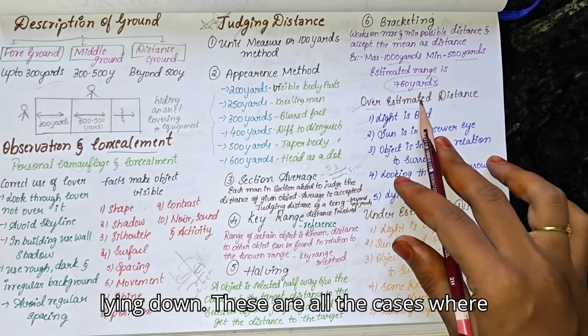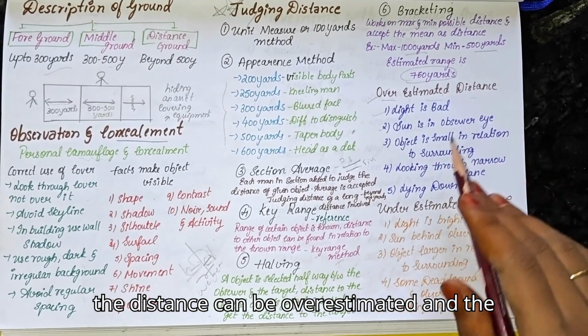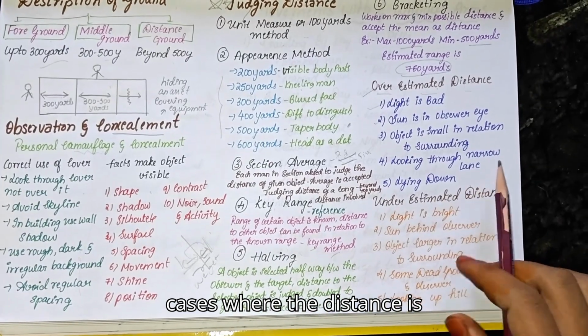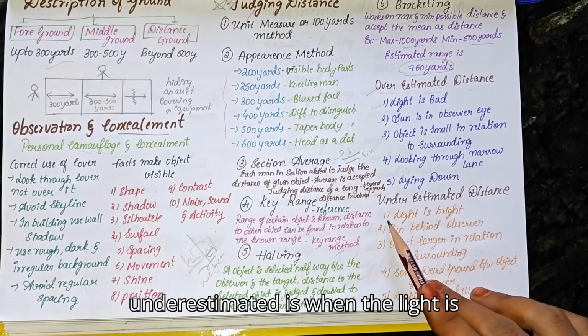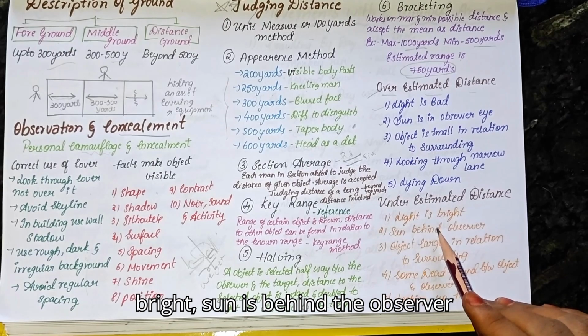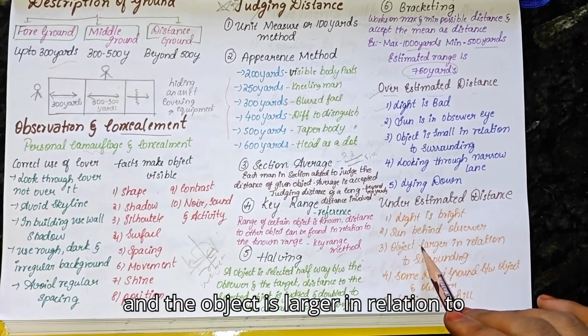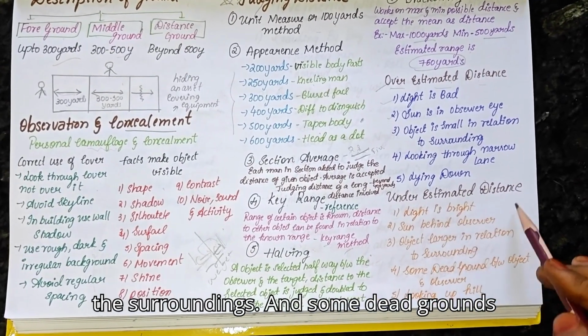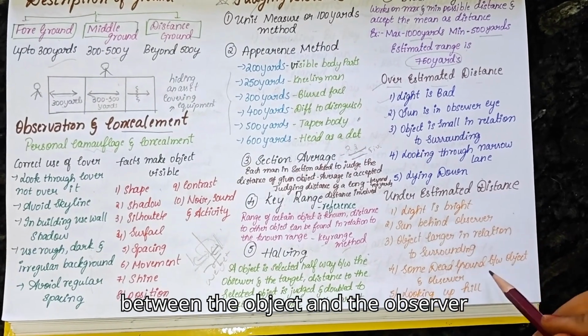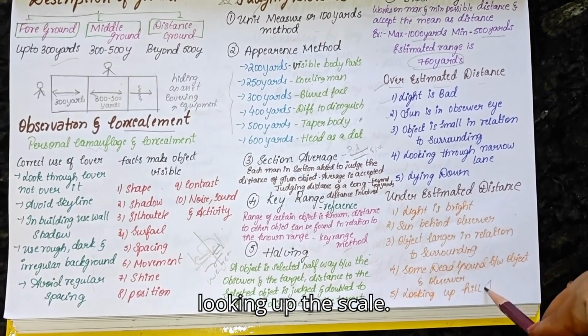These are all the cases where the distance can be overestimated. The distance is underestimated when the light is bright, the sun is behind the observer, the object is larger in relation to the surroundings, there is some dead ground between the object and the observer, and when looking uphill.